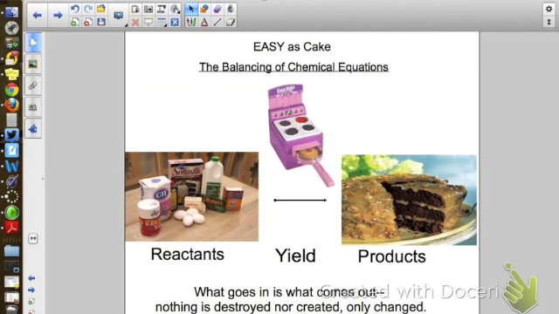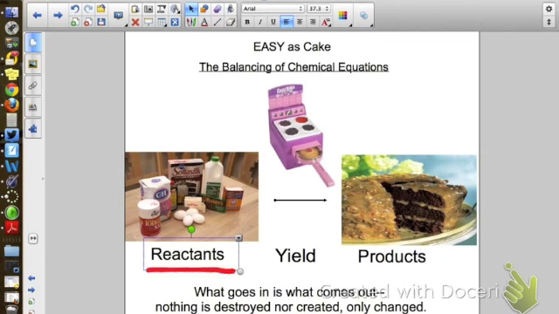One thing I always like to remember is that balancing equations is a lot like following a recipe to make a cake. You need to have a certain amount of flour, a certain amount of salt, a certain amount of sugar, 2 eggs, or however many eggs you need. And then those reactants or those ingredients yield products. So yields is like the oven, it goes into the reaction.